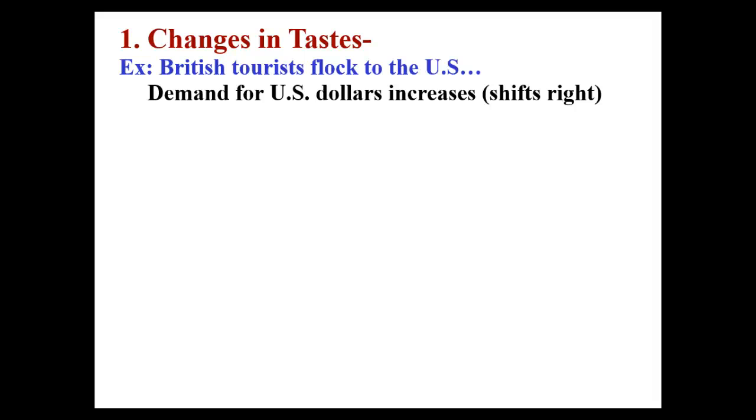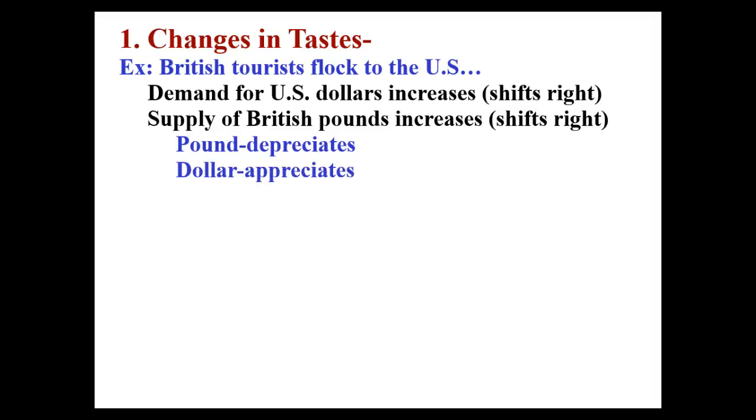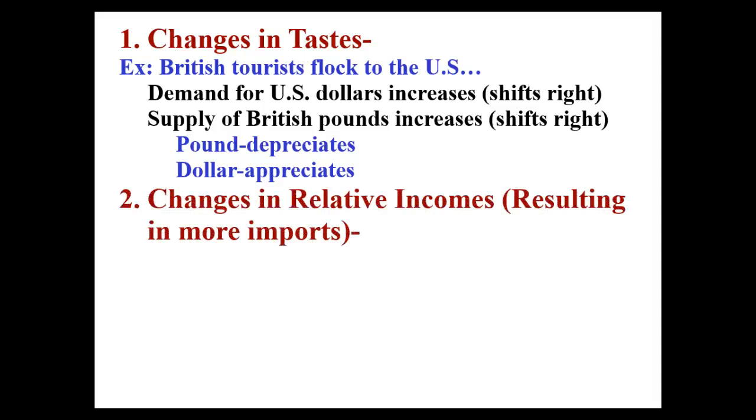Well, they just don't get our currency for free. They need to supply their British pounds. So the supply of British pounds also increases. What happens? Well, when the supply increases, the pound depreciates. When the demand for dollars increases, the dollar appreciates.